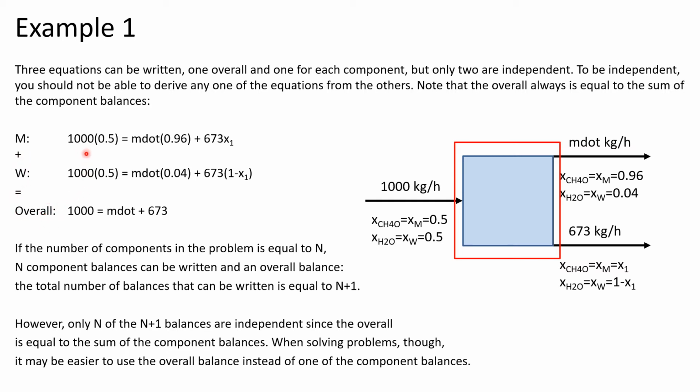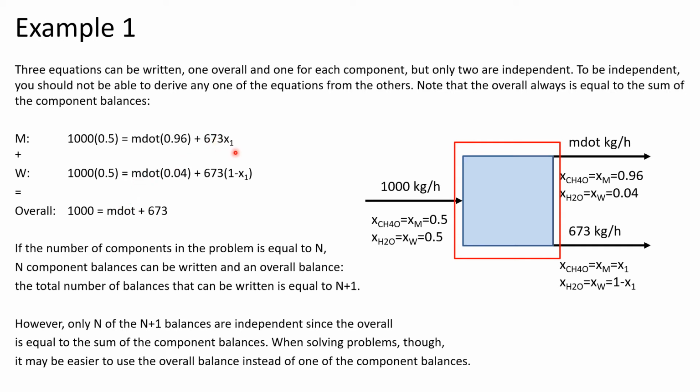On the left-hand side, input, we have 1,000 times a half. That's how much methanol comes in. We add to it the amount of water, which is 1,000 times a half. The sum of those two is 1,000. On the right-hand side of the equals, we'll look at each of the output streams. The top product, its flow rate is m dot, and the fraction of that which is methanol is 0.96. That's the methanol flow coming out. The flow of water coming out is m dot times 0.04. If I add the flow of water coming out in this stream to the flow of methanol coming out, we have m dot times 0.96 plus m dot times 0.04. 0.96 plus 0.04 is 1, so we just end up with m dot.